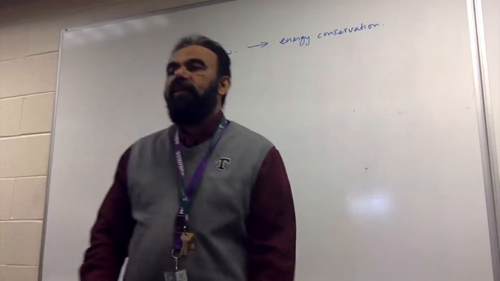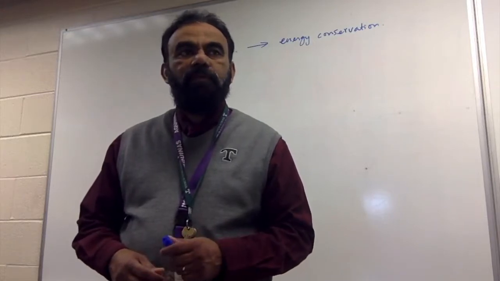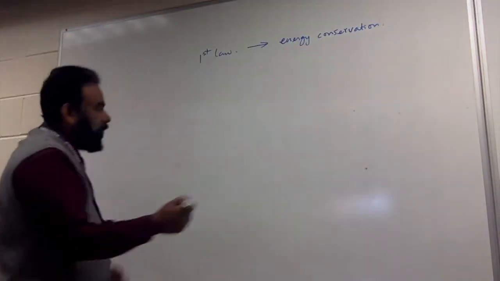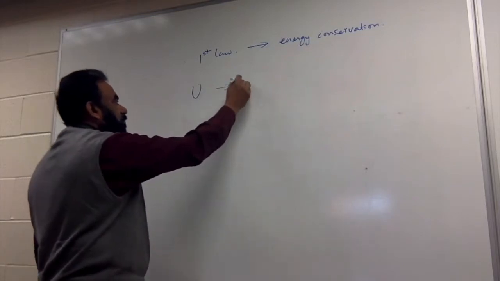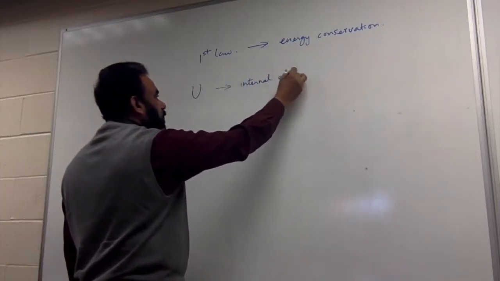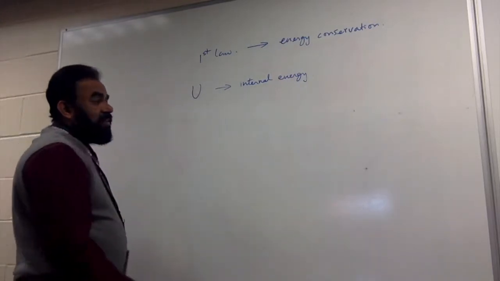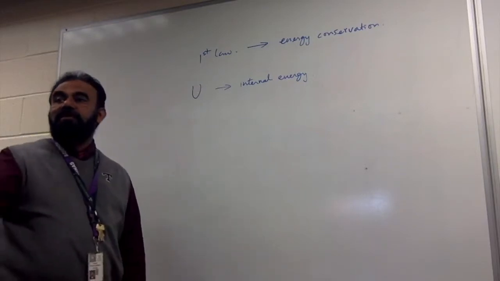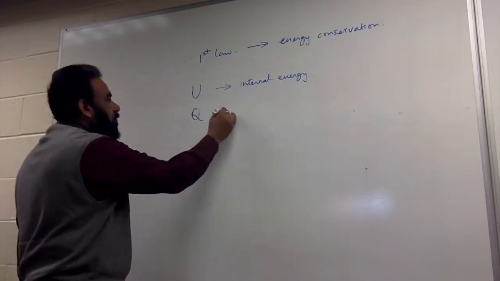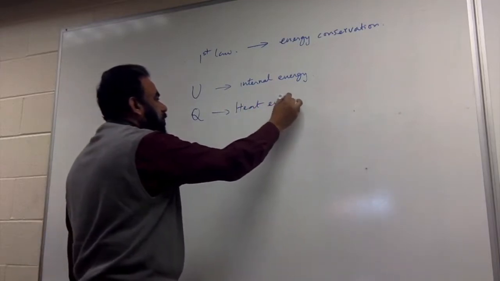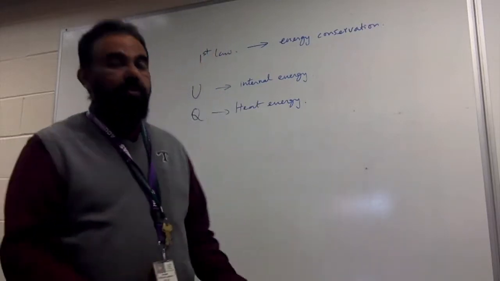How can this internal energy be increased? Tell me some way by which this internal energy can go up. Heated. That's number one. So the internal energy is symbolized by the letter U. The heat that we put in or take out is symbolized by the letter Q. Yes, so heat energy that is going to go in and out is Q.